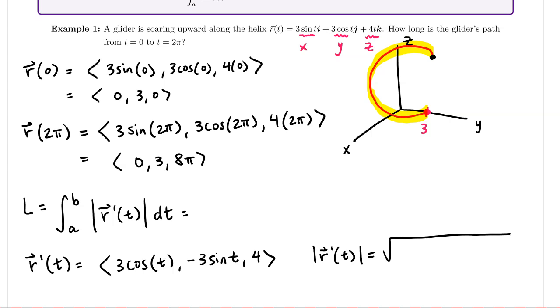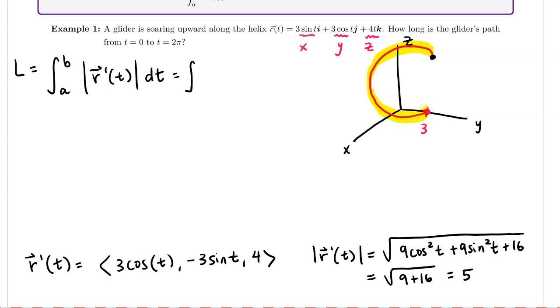That's going to equal, if I square each of the components, 9 cosine squared t plus 9 sine squared t plus 16. Notice that we could factor out a 9 from the first two terms. That will give us the Pythagorean identity, cosine squared plus sine squared is equal to 1. So that's going to be the square root of 9 plus 16, which ends up equaling 5.